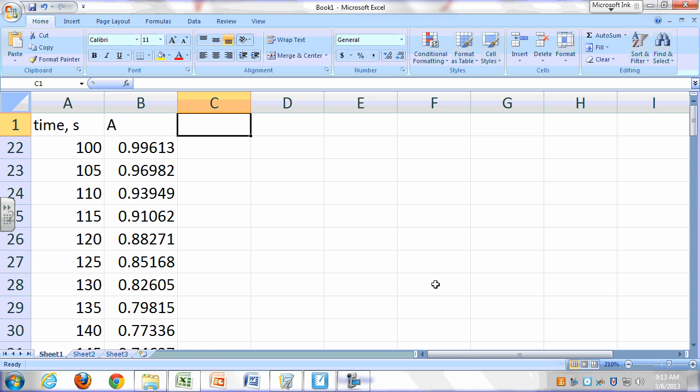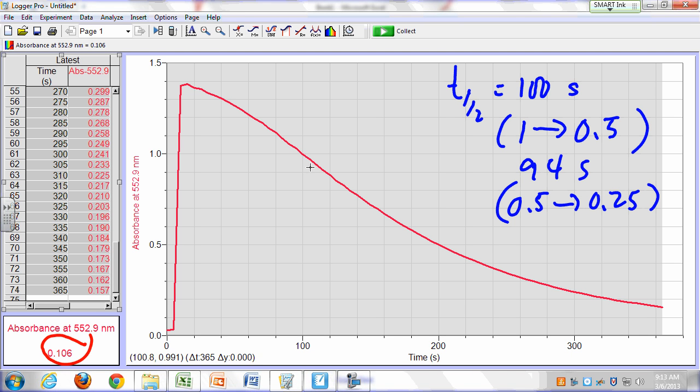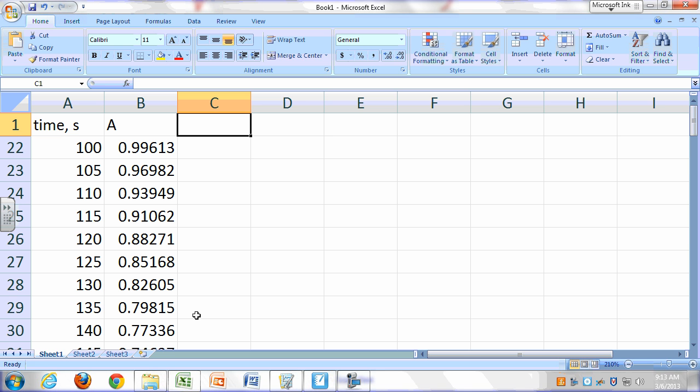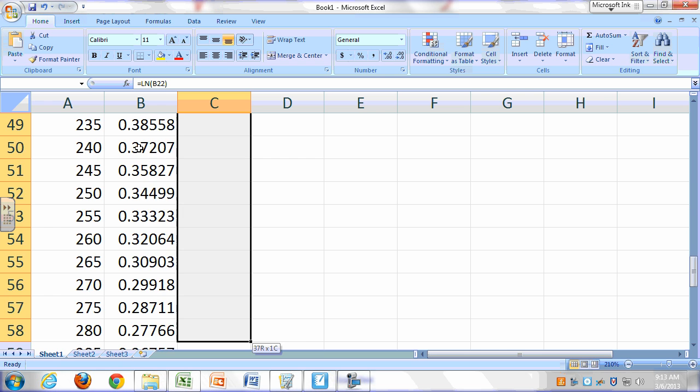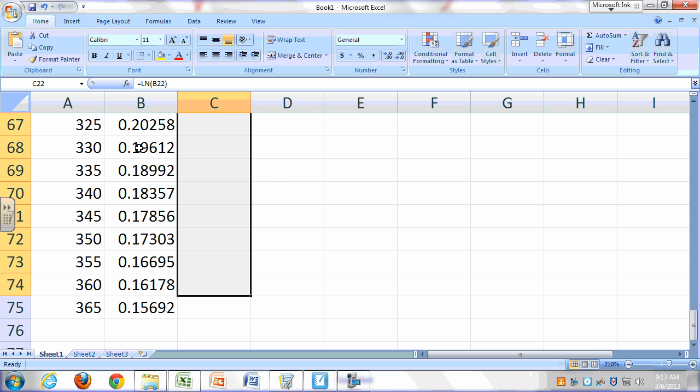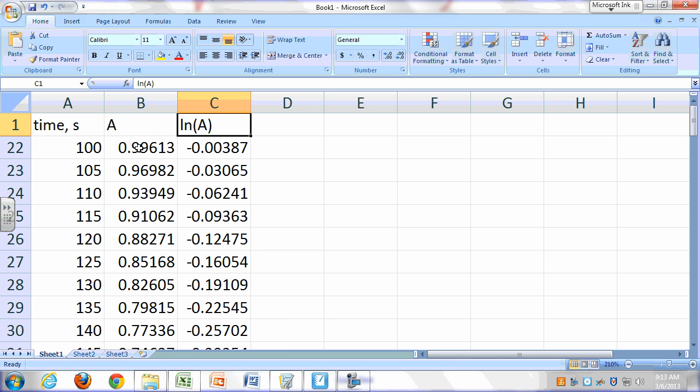And what are we doing here? We're going to try to plot A versus time. Obviously, that wasn't linear, right? It's a curve. So let's try ln of A versus time. Ln of absorbance equals ln of B22. So copy that down to the rest of your column. Control D to copy.